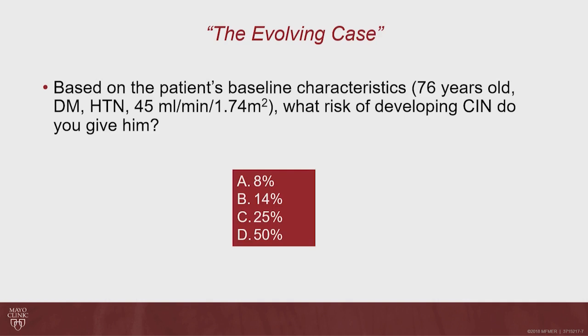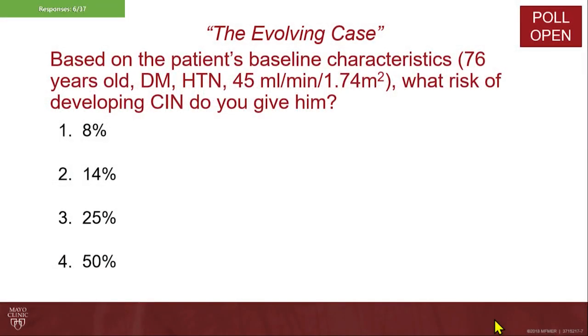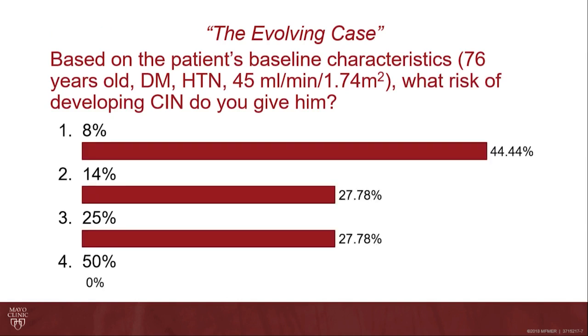And so what would you quote him as his risk for possibly developing contrast-induced nephropathy for a routine, quote, routine case? So your choice is 8%, 14%, 25%, or 50%. So let's see here. What would you quote this gentleman? Risk is what the majority of people would quote, with the other 2 groups around 14 to 25%.